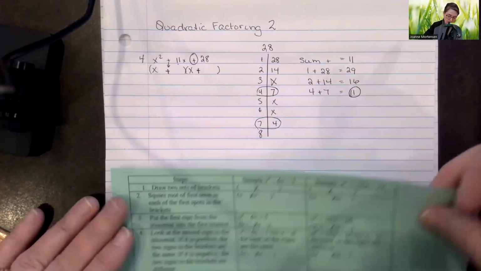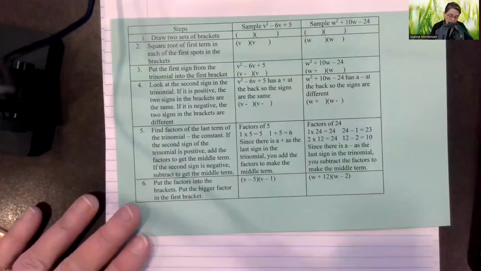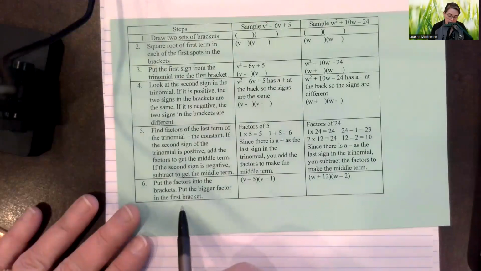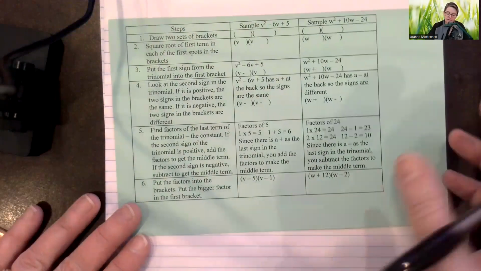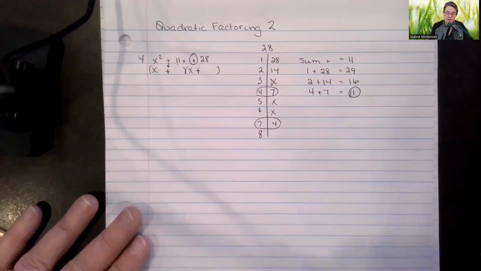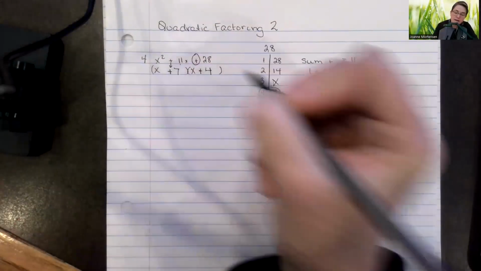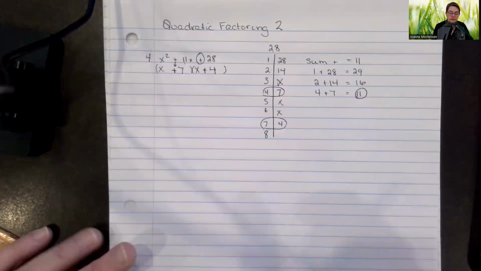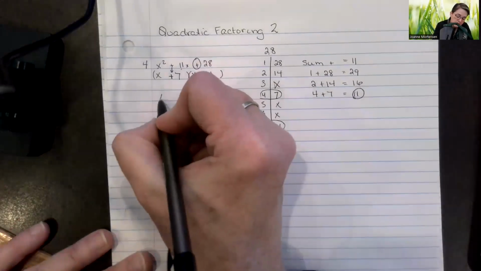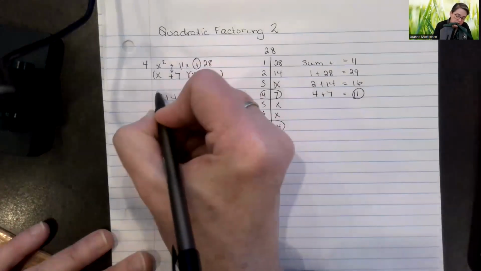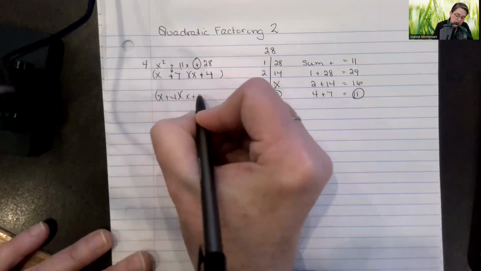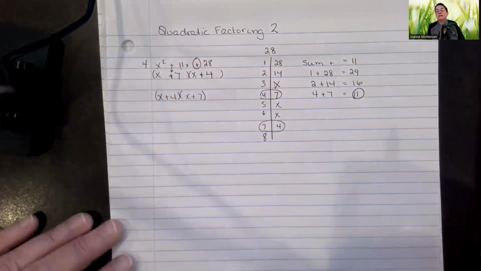And put the factors in the bracket, put the bigger factor in the first bracket. Okay, so I've got 4 and 7, so 7 is going to go in the front, 4 is going to go in the back. Don't freak out if you look in the answer key on an assignment and it goes x plus 4 and x plus 7.